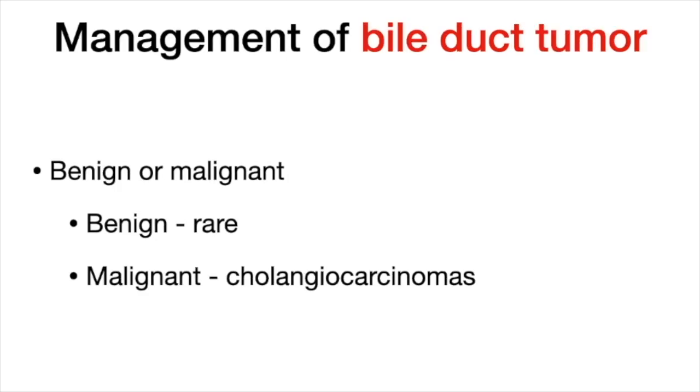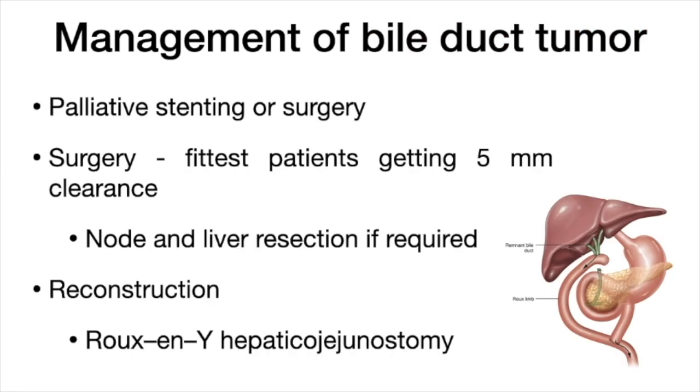And management of a case of bile duct tumor: as I said, most of the tumors are malignant. Benign tumors are rare. Cholangiocarcinomas are the most common. A palliative stenting or surgery can be done. In surgery, you have to make sure the patient is fit for surgery and achieve at least 5 millimeters of clearance. Reconstruction is done by Roux-en-Y hepaticojejunostomy.